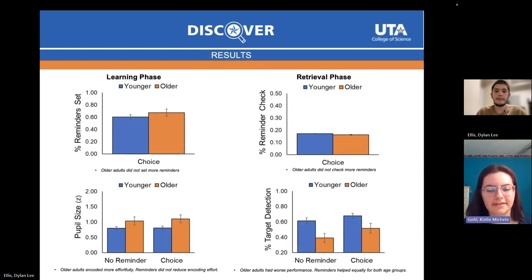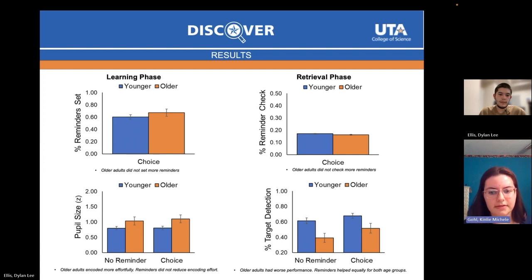In the learning phase, with the blue bars representing the younger group and the orange the older population, the top left graph shows how often reminders were set for each group when given the choice. Older adults did not set more reminders. With pupil size in the bottom left graph, older adults' pupils were larger compared to the younger adults, and there is no reduction of effort while encoding, which is the learning phase. This was with the presence or absence of reminders. So essentially, effort stayed the same with or without reminders.